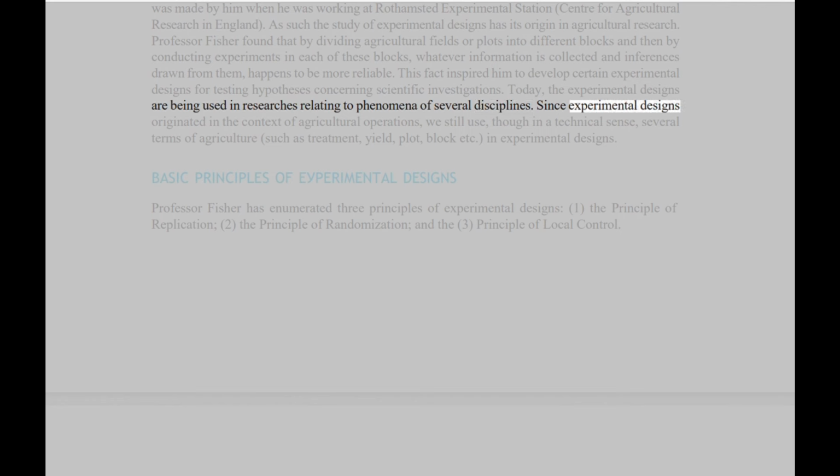Since experimental designs originated in the context of agricultural operations, we still use, though in a technical sense, several terms of agriculture, such as treatment, yield, plot, block, etc., in experimental designs. Basic principles of experimental designs. Professor Fisher has enumerated 3 principles of experimental designs. 1. The principle of replication. 2. The principle of randomization. And 3. The principle of local control.